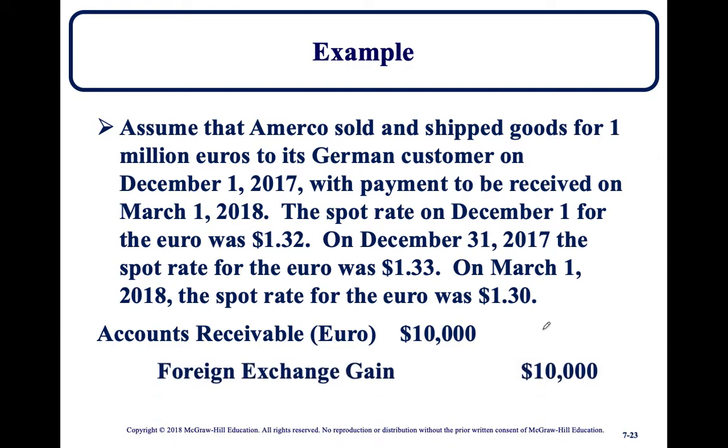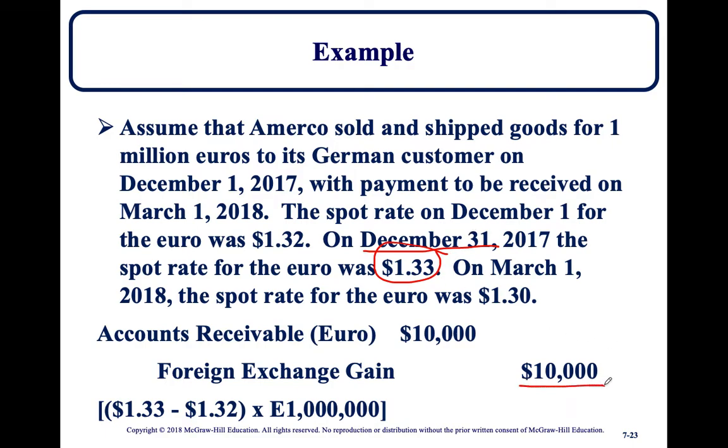Now, on December 31st, I'm going to have to adjust my balance of accounts receivable to reflect the increase in the spot rate. December 31st is our year end, and we're going to issue financial statements. So on that day, we have to check what the spot rate for the euro is, and in this case, it is $1.33. So the foreign currency has appreciated in value. And this works for me because I'm an exporter. When I receive more monies, I'm recognizing a foreign exchange gain on the income statement. And I'm increasing my accounts receivable to reflect the increase in the foreign exchange rate.